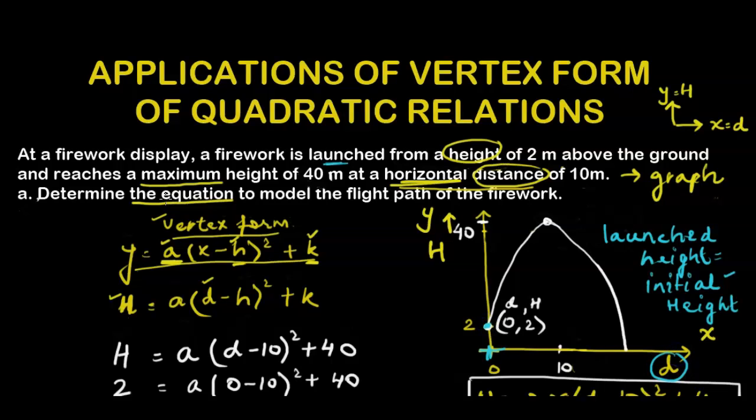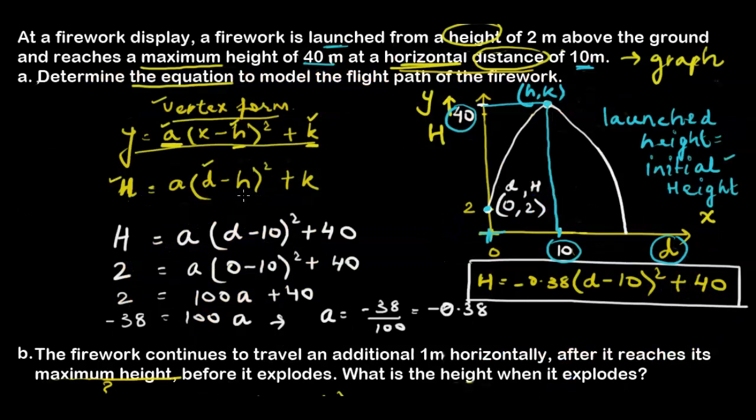Another piece of information we are given is that this firework reaches a maximum height of 40 meters at a horizontal distance of 10 meters. The x value at 40 meters is 10 meters. Now we know this is the vertex of the parabola, and the vertex is represented with lowercase h, k. So h is 10, k is 40. That's what we would be using in the equation: h is 10, k is 40.